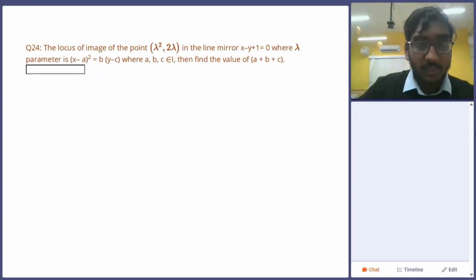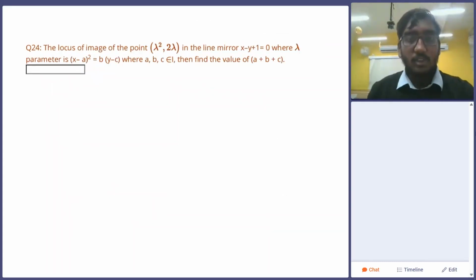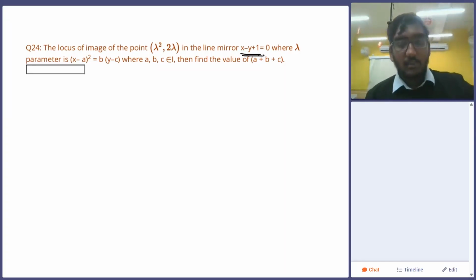Yes, we will move to the next question. So the 24th question, they are asking the locus of the mirror image of the point lambda square comma 2 lambda. Basically, you are all aware of how to determine the mirror image, right? The expression should be known to you all. I'll show the diagram also.